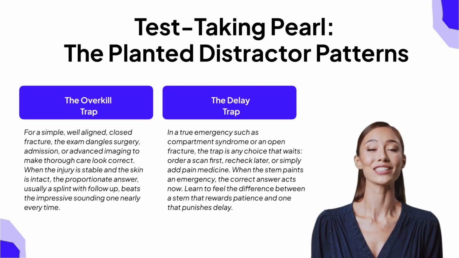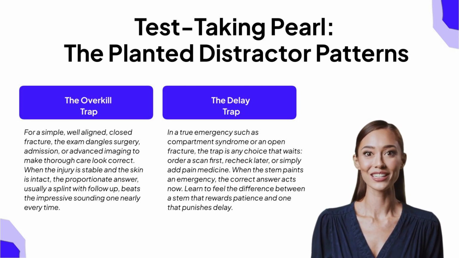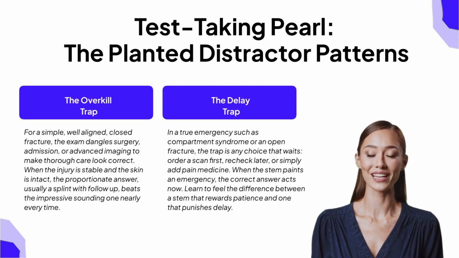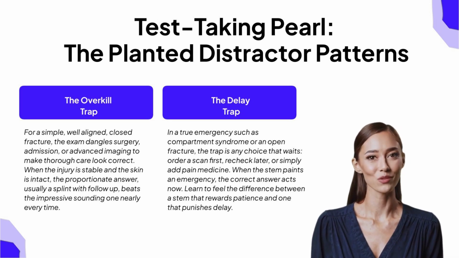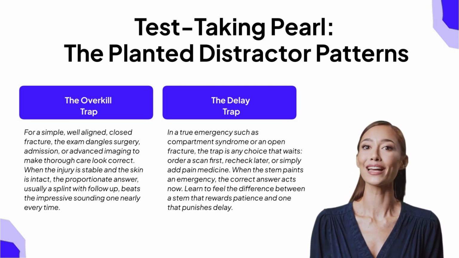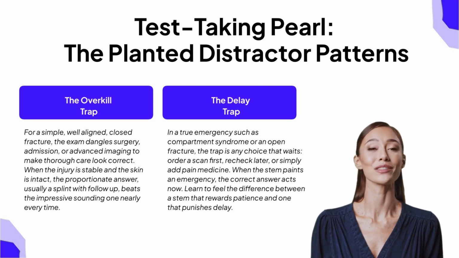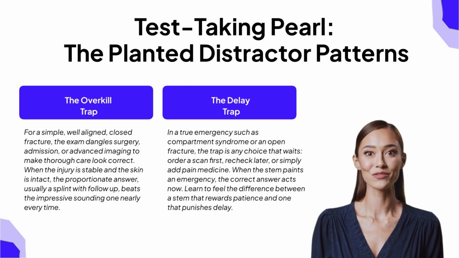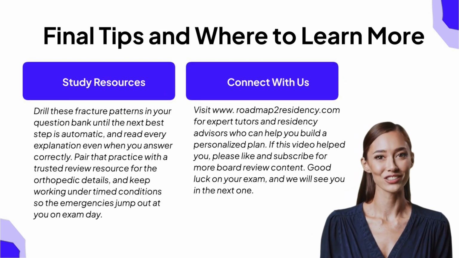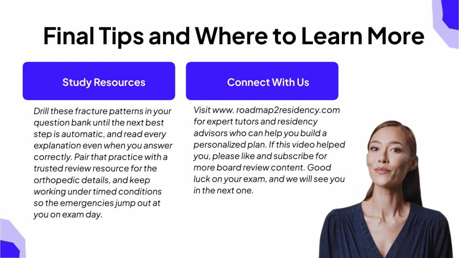The second is the delay trap. In a genuine emergency like compartment syndrome or an open fracture, the trap is any choice that waits. Order a scan first, recheck later, or just add more pain medicine. When the stem paints an emergency, the correct answer acts now. Learn to feel the difference between a stem that rewards patience and one that punishes delay, and these questions become much easier. That brings us to your final tips and where to learn more.